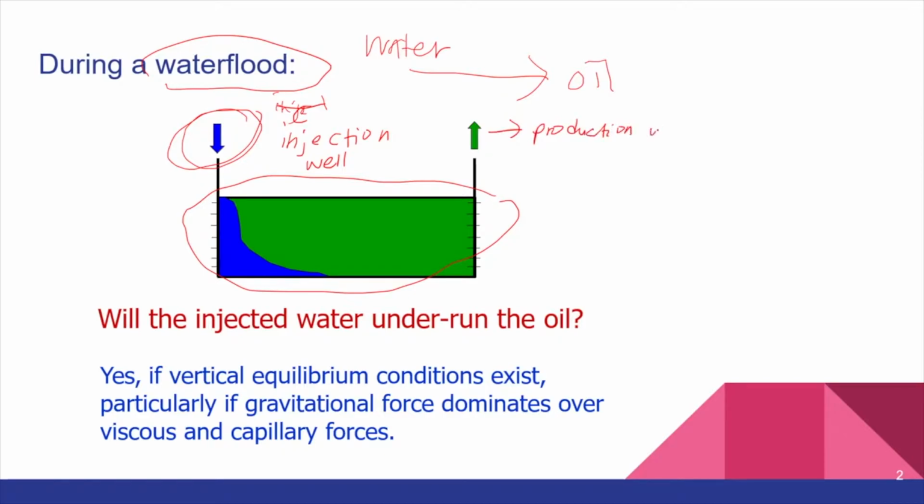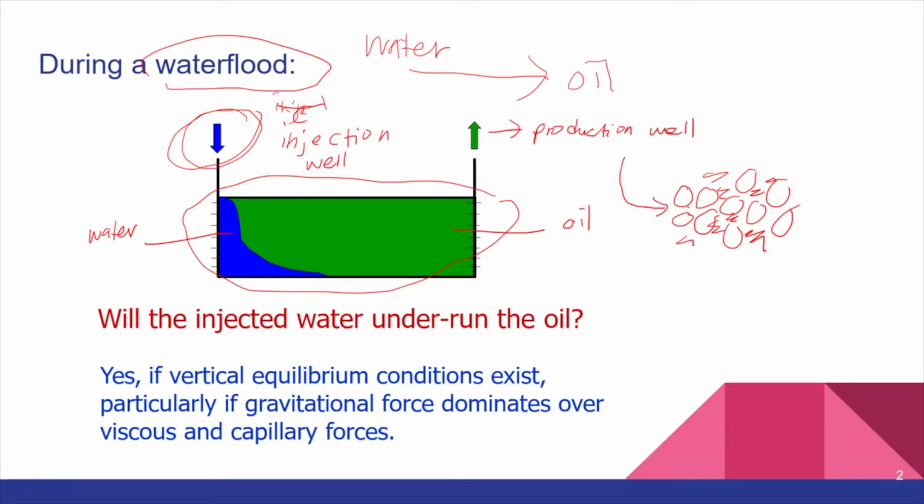And this will be your production well, where you will produce your oil. The green one is oil, and the blue one is the water that you injected. A reminder that a reservoir consists of porous rock, and this pore space is filled with oil. The injected water will push the oil out of this porous rock.